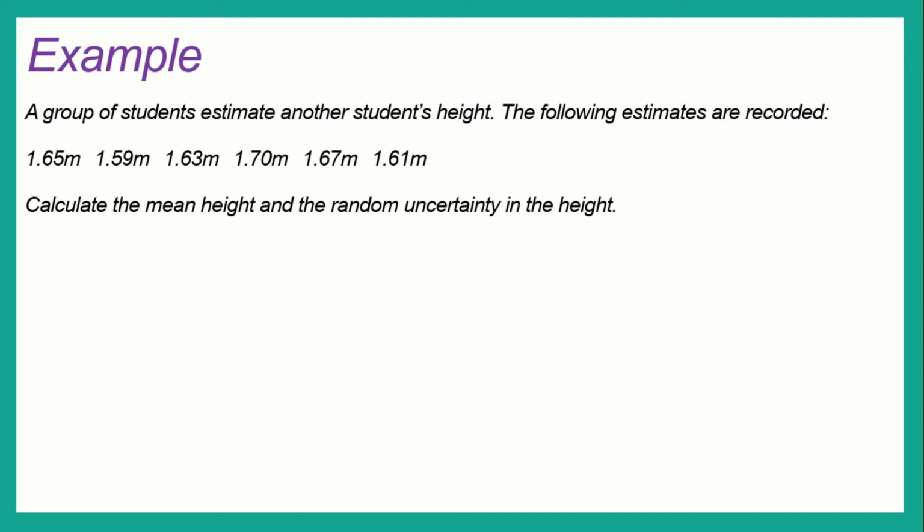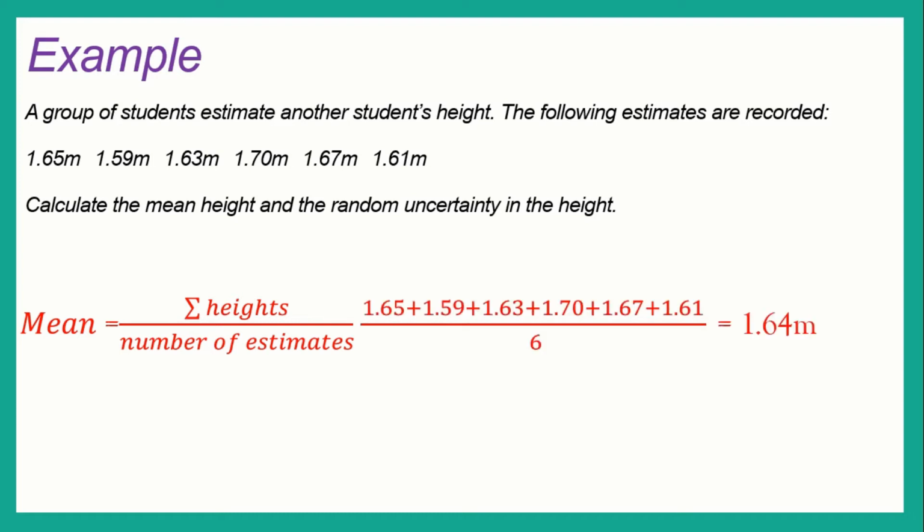So the mean height just means the average height, and you should know how to do that by now. To calculate the mean height, we need to add all the heights together and then divide by the number of heights that we took. Represented as an equation, the mean is the sum of the heights, and that's what that funny wee Greek letter there represents, divided by the number of estimates. So we add all the heights together and divide by 6 because we took 6 estimates of the height, and that gives us a mean average of 1.64 metres.